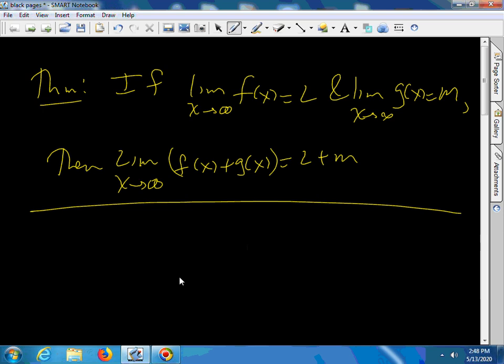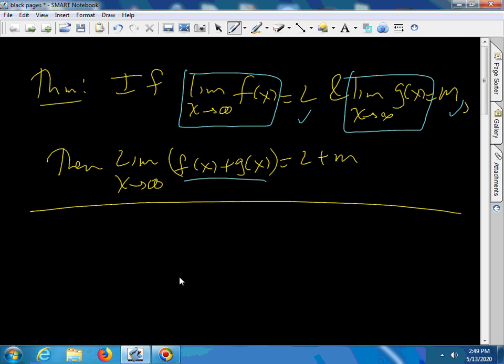Okay, so we want to prove that if the limit as x goes to infinity of f is L, and the limit as x goes to infinity of g of x is M, then the limit as x goes to infinity of the sum of f of x plus g of x is L plus M. So in the proof, just like earlier when we proved the sum when x is going to c, not infinity, we need to say what this means.